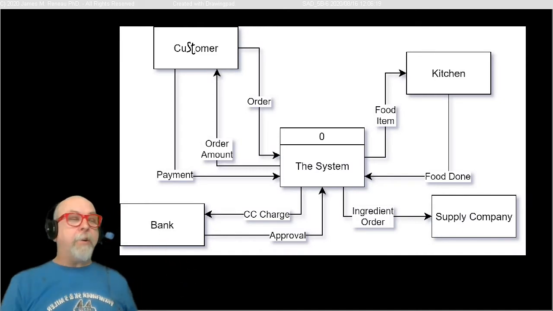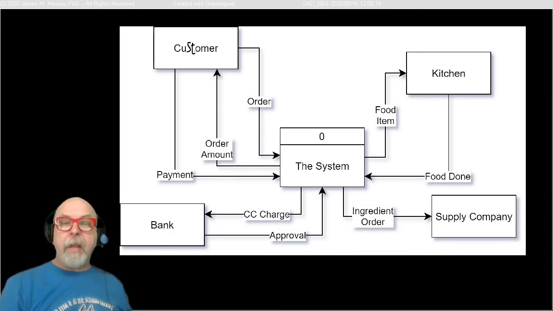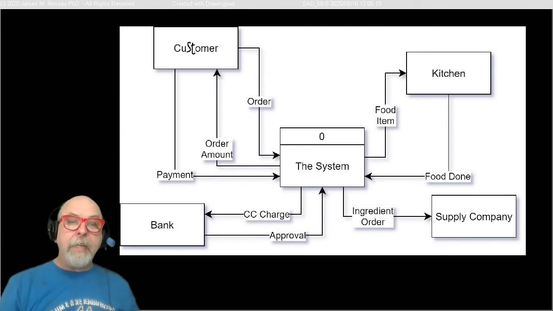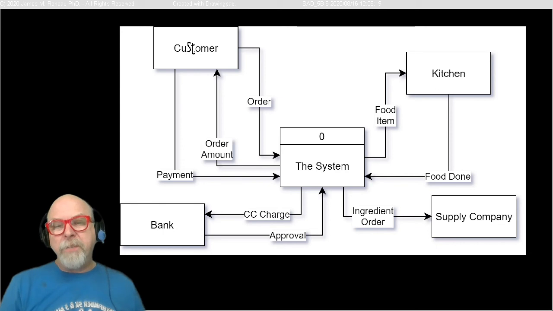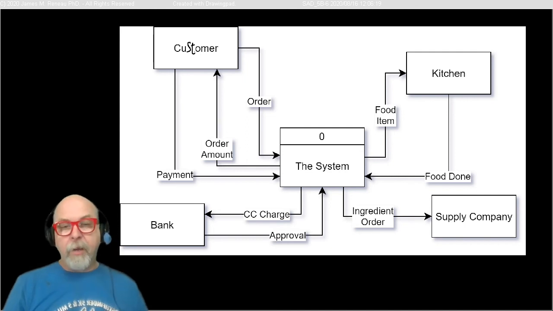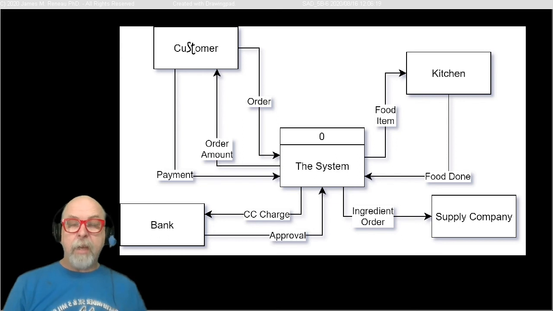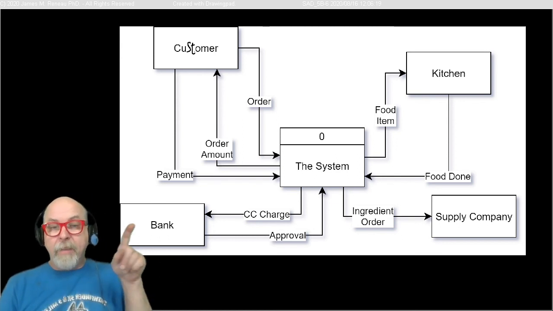Here is a pretty version of that hand-drawn diagram using, again, the draw.io program with the customer, kitchen, supply company, and bank as the entities, as the sinks and sources, the system in the middle, and it probably should have said the ice cream stand system or Jim's ice cream system. And you can see each of the data flows. The customer sends in the order, gets back the order amount, the customer makes the payment, it goes out to the credit card company, the bank sends back an approval, unless the customer pays cash, and then that process won't happen.